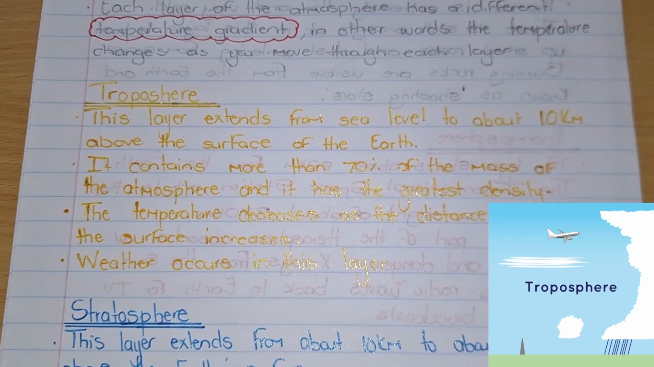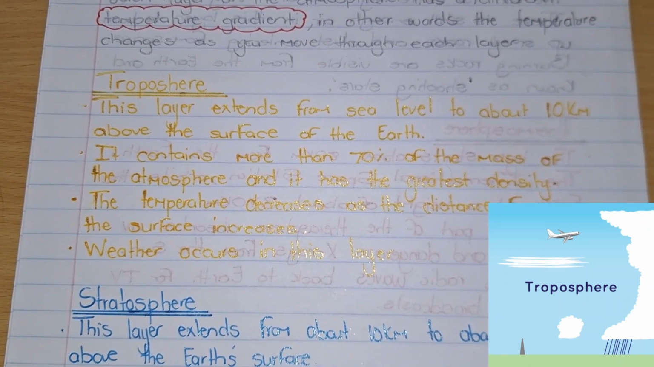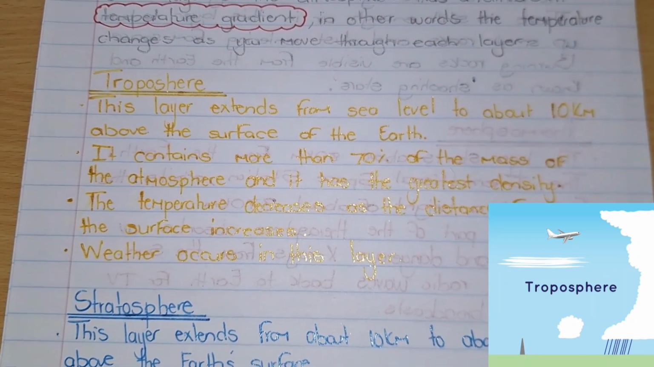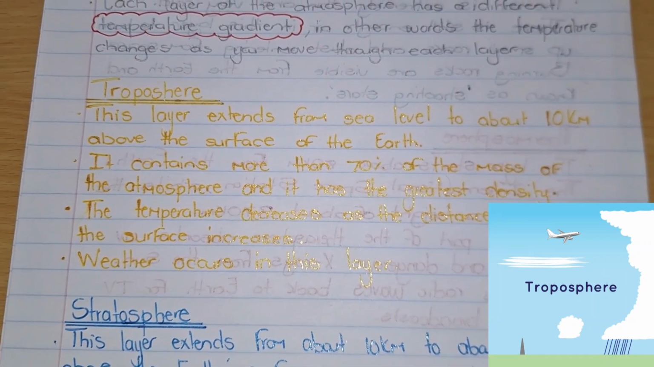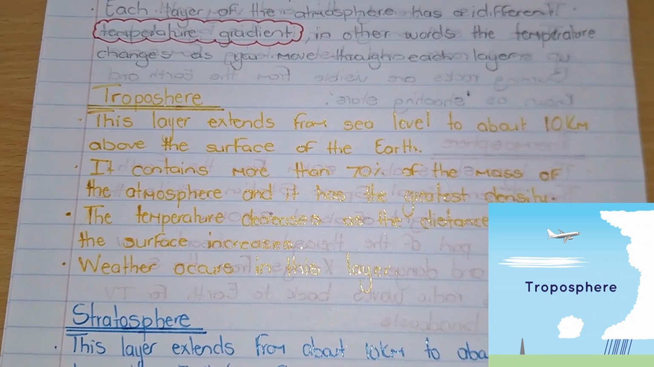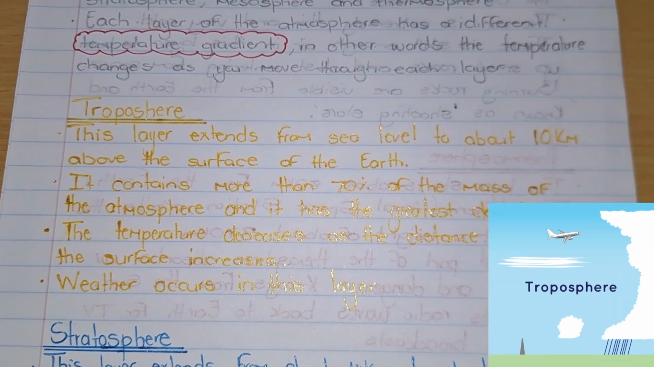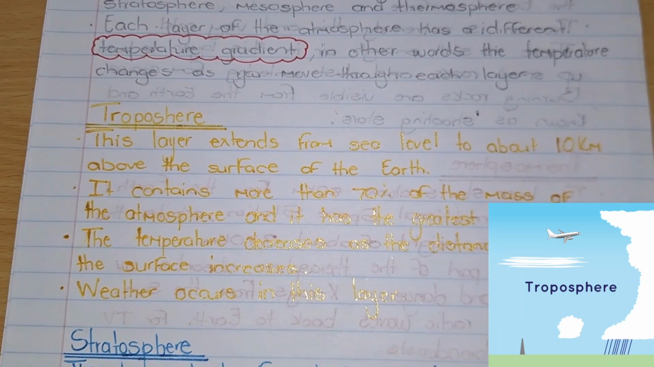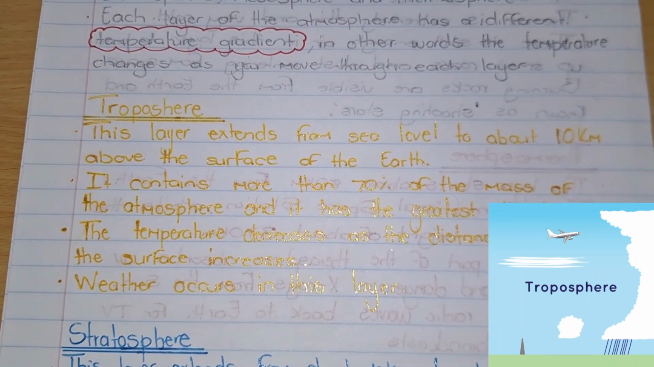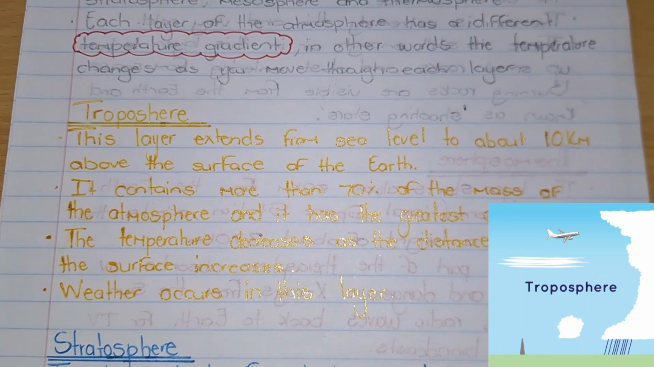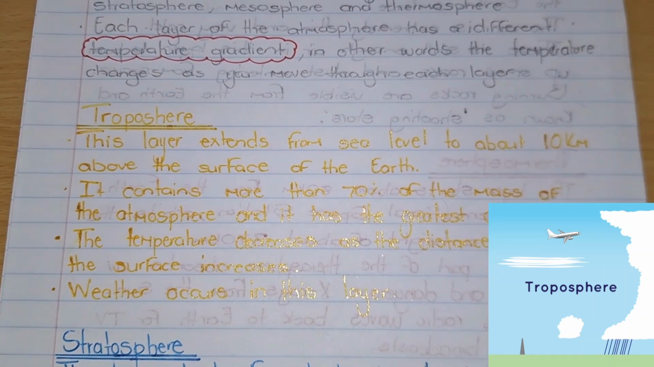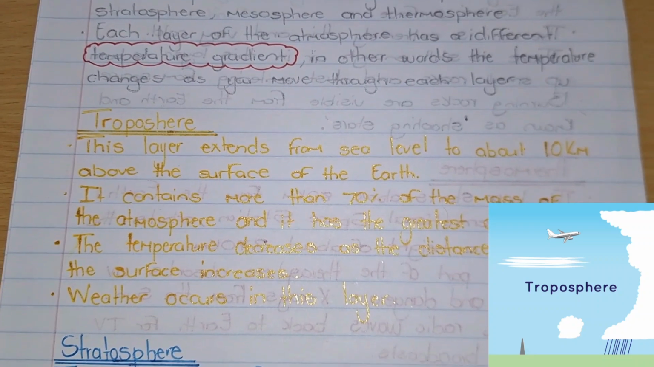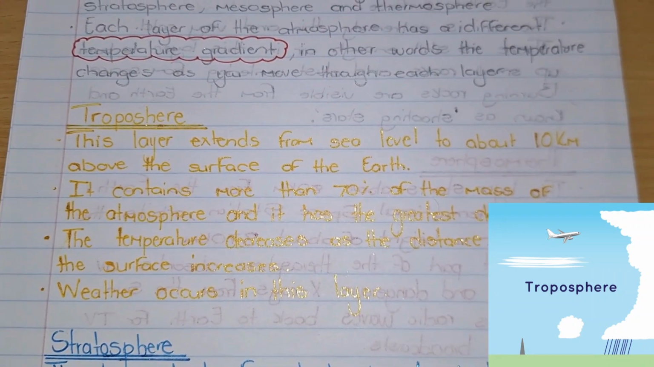For example, if you're taking an airplane ride, obviously it's going to be much, much colder compared to you being on the ground. So that's again what temperature gradient is. It's different temperatures within the spheres. And then weather occurs in this layer. Another thing is, like I said, the mountain areas. This is where the mountains are. Again, the airplanes fly in the troposphere. So that is what happens in the troposphere. It is the lowest level in the atmosphere.